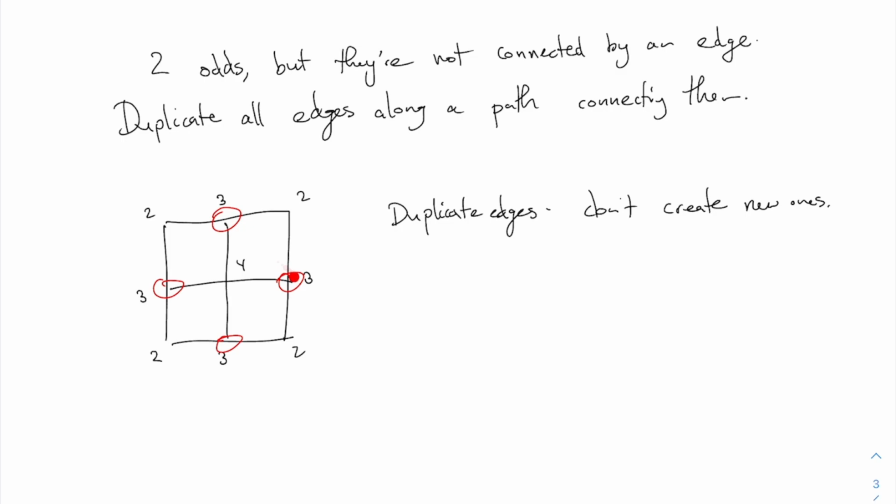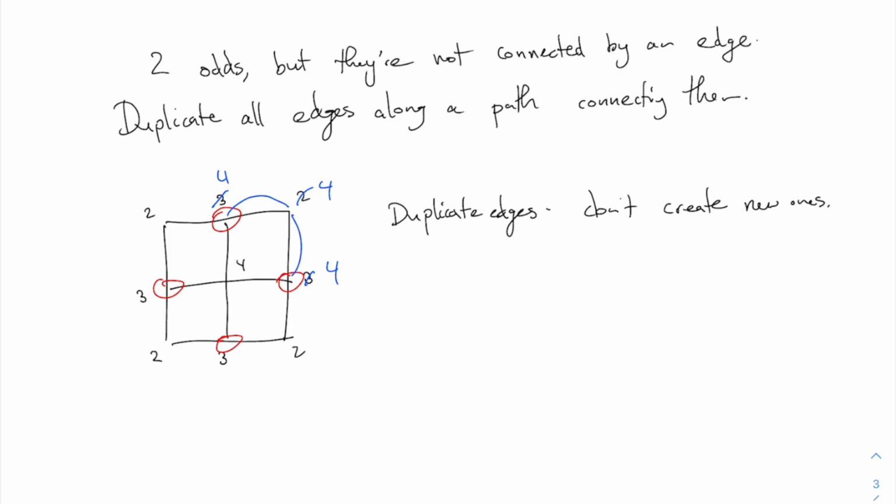you cannot go straight across the diagonal. You have to duplicate 2 edges along a path. I could take this, go around the corner here, all right? Or I could go through the center, which also requires 2 edges to match up those 2 3's. So now this 3 is a 4, this 2 is a 4, and this 3 is a 4.